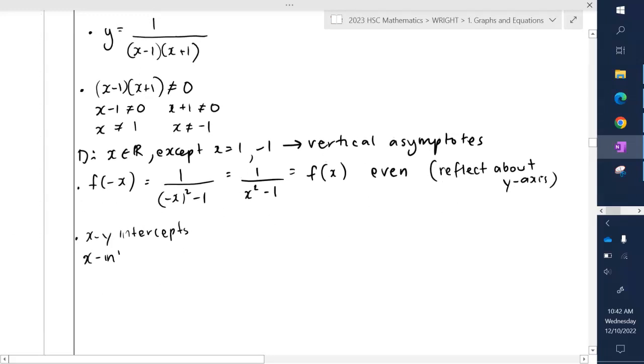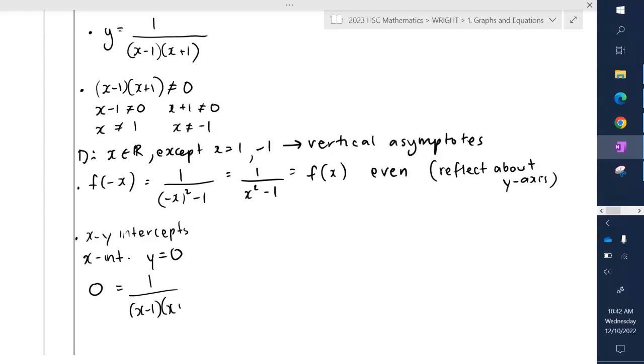So our x-intercepts happen at y equals 0. So we'll pop a 0 in for y, and we'll pop the rest of our function in. I might just pop it in the factored form there. If we multiply both sides by x minus 1, x plus 1, we're going to end up with 0 equal to 1, which is not true. So we don't have any x-intercepts. Let's call them ints for short.